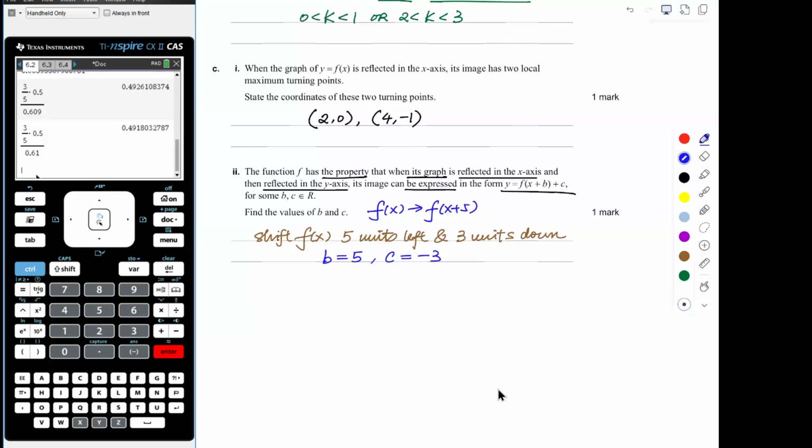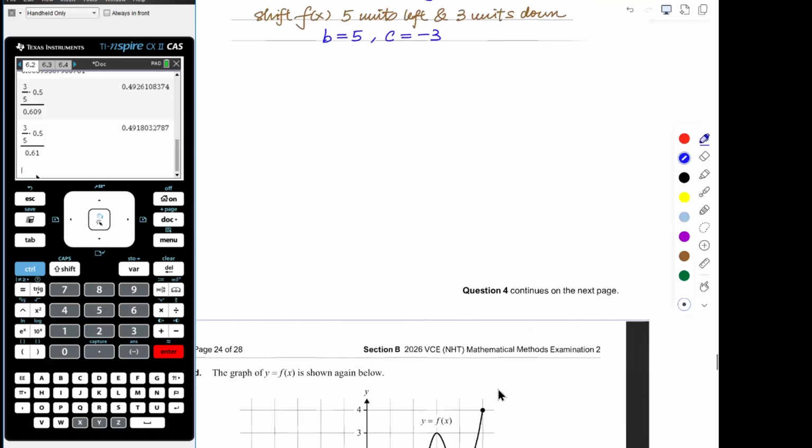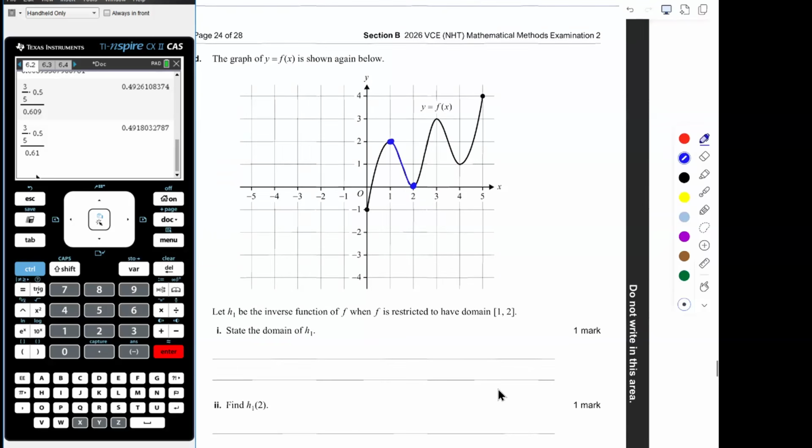It's a lovely, symmetrical property. But anyway, the graph of y equals f of x is shown again below. If the domain is 1 to 2, state the domain of h1. h1 is the inverse, so the range of f is now 0 to 2. That is the domain of the inverse, h1, okay?